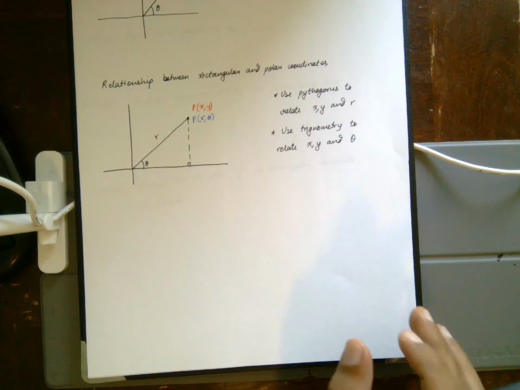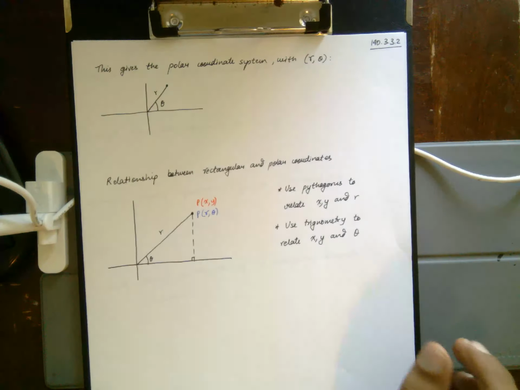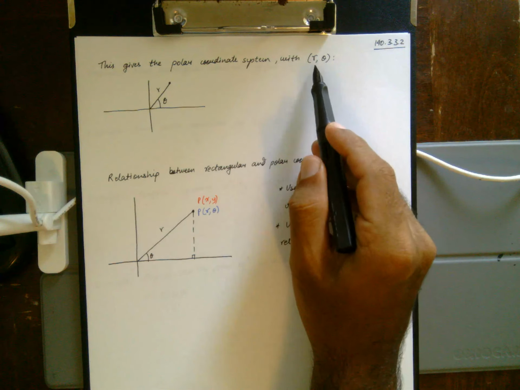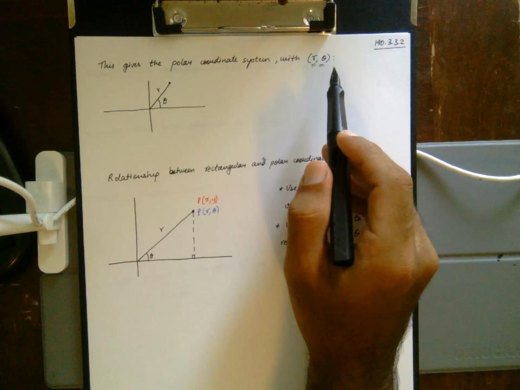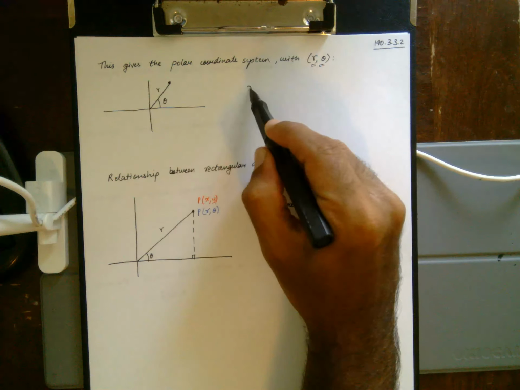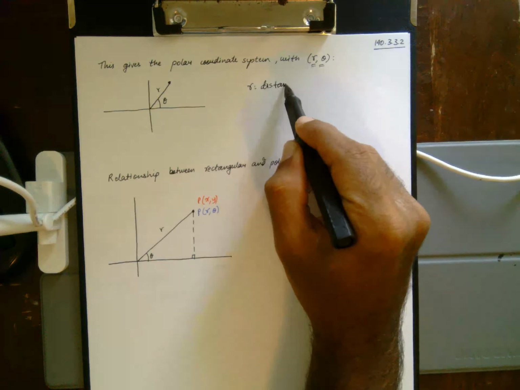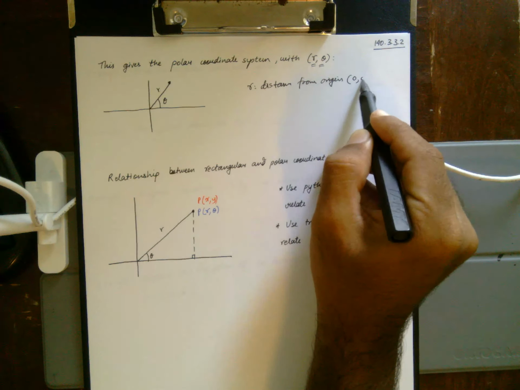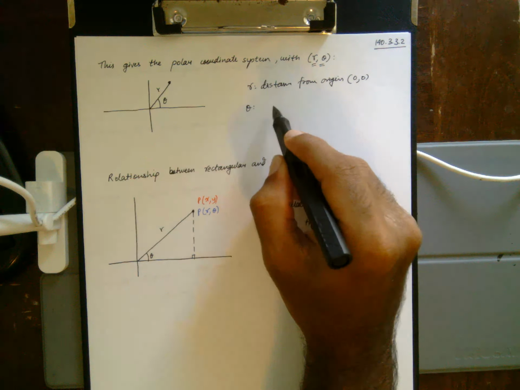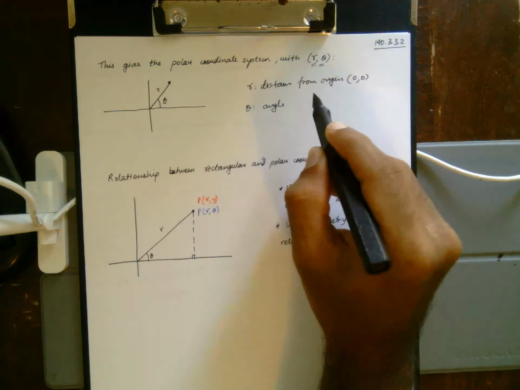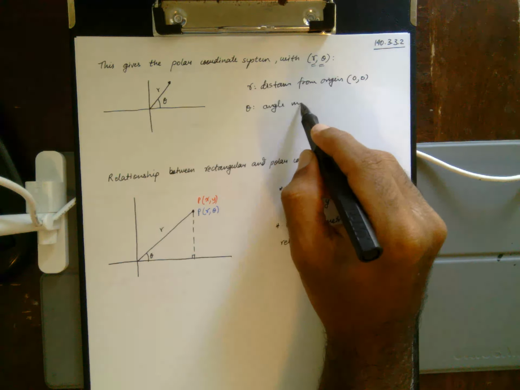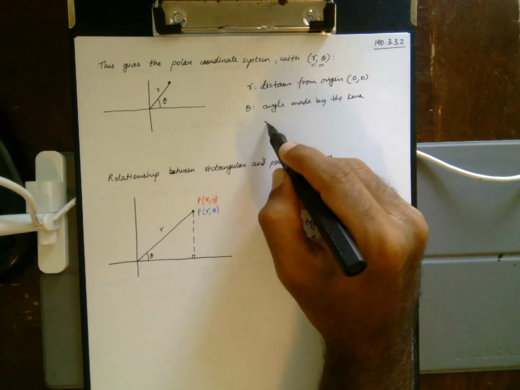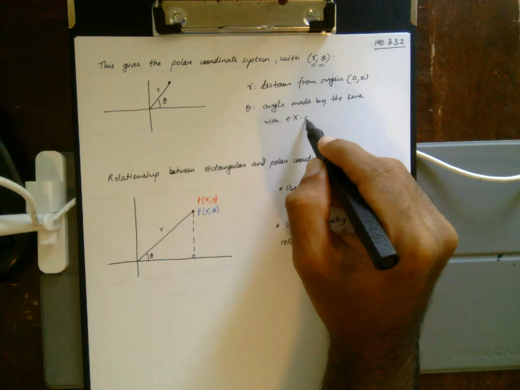This coordinate system has its own name, which is called the polar coordinate system. And instead of writing x comma y, we denote it with r comma theta, where r is the distance from origin, which is the point 0, 0, and theta is the angle made by the line with the positive x-axis.